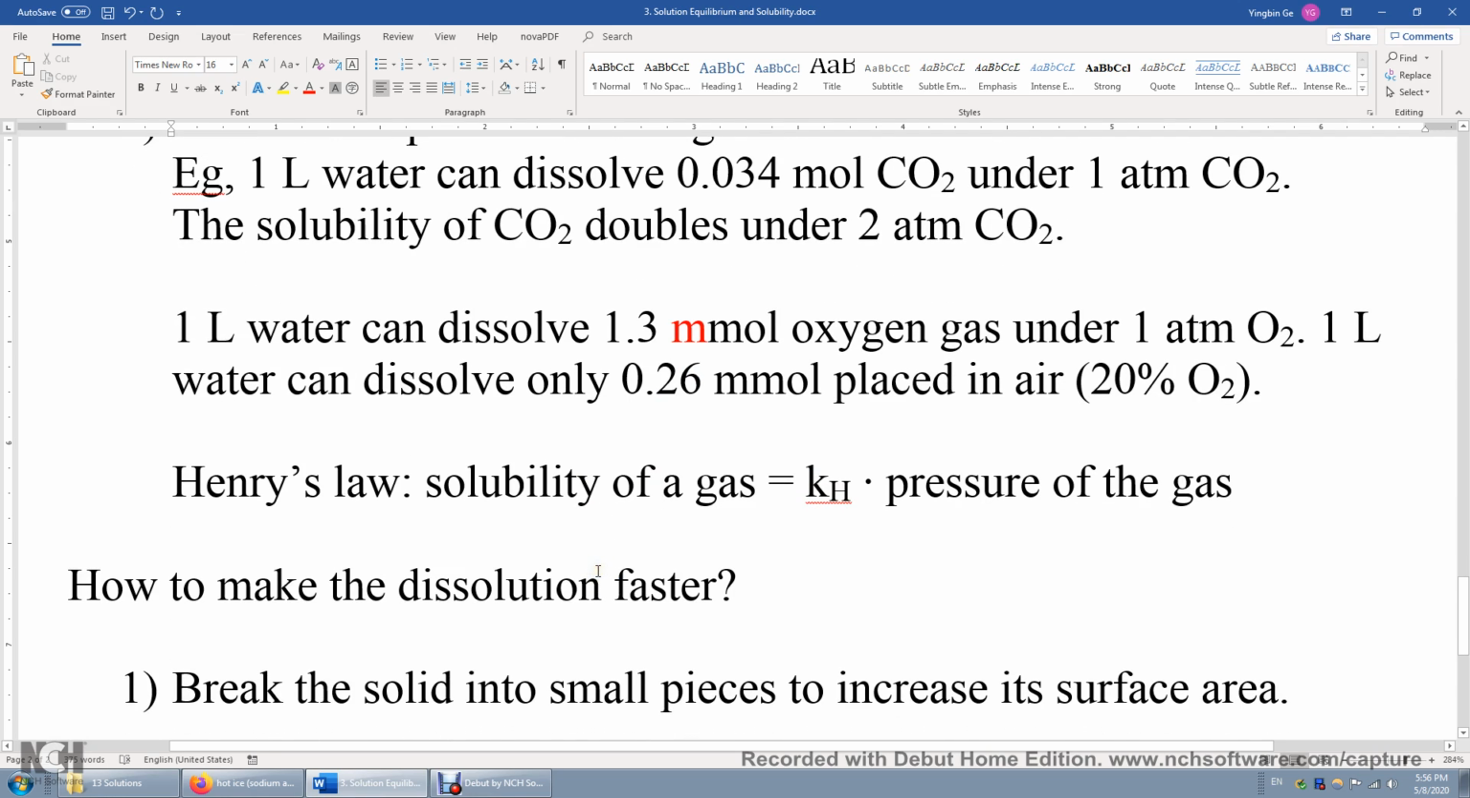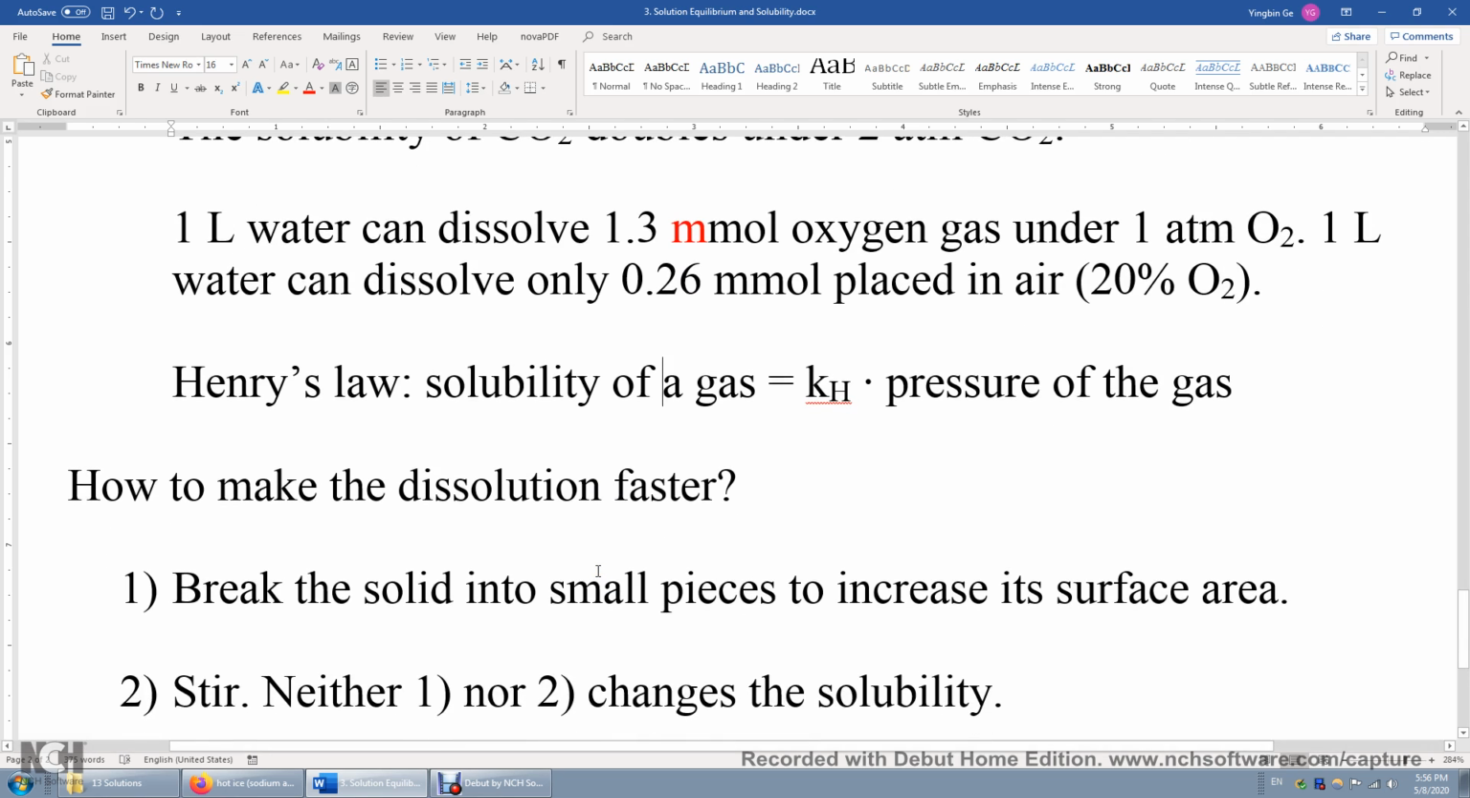You can find the values on the internet or in your textbook. Right? But then how can we make the dissolution faster? Well, very simple. You need to increase the contact area. So you can break the solid into small pieces if you're trying to dissolve a piece of solid, just to increase the surface area. Even better if you can make powder. That will dissolve faster than a big chunk of crystal.